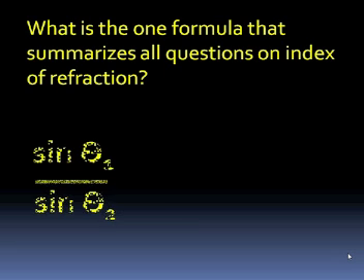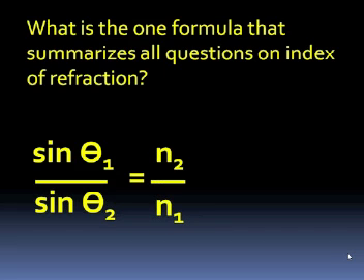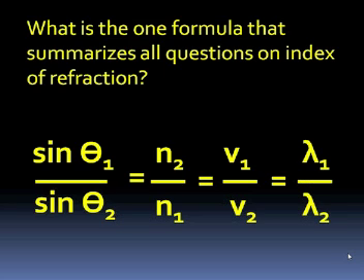This you must memorize. Sine theta 1 over sine theta 2 is N2 over N1. That's the index, Snell's law, which equals V1 over V2, the velocity in the first medium divided by the second, which equals lambda 1 over lambda 2. The frequency of the light does not change as it goes from air or vacuum into another medium, but the wavelength does change. Memorize that formula.